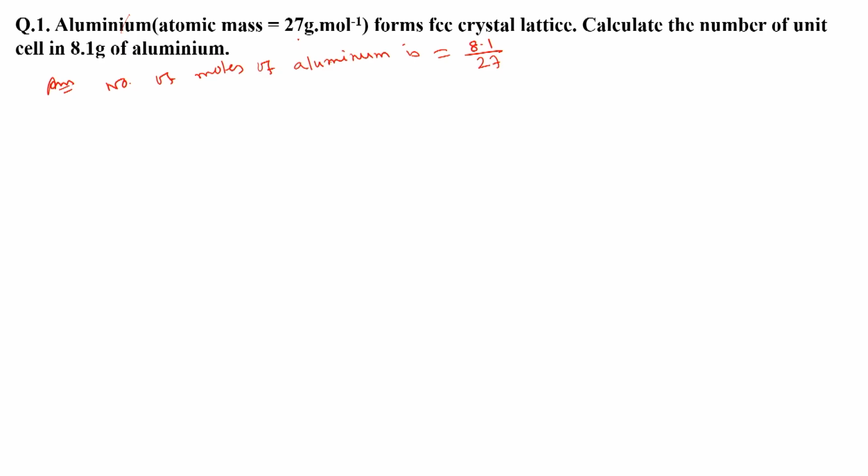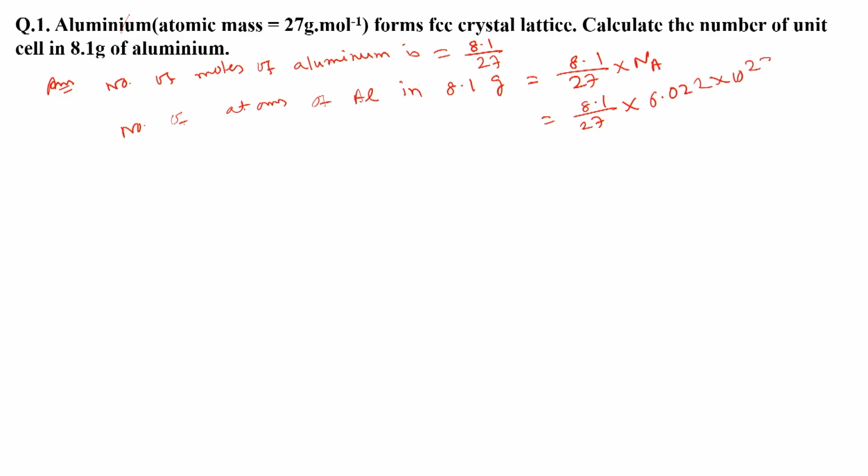The number of atoms of aluminium in 8.1 gram is the number of moles times the Avogadro number, so 8.1 by 27 times N_A. This is the number of atoms of aluminium in 8.1 gram. The Avogadro number is 6.022 times 10 to the 23.